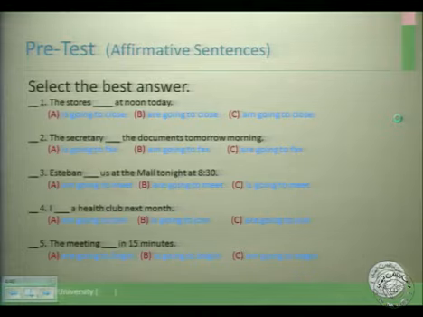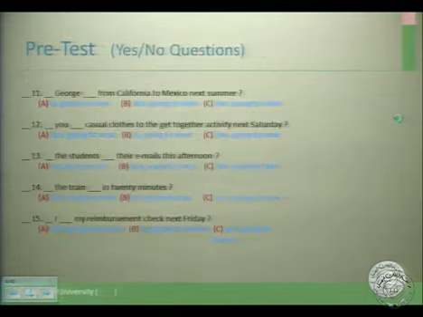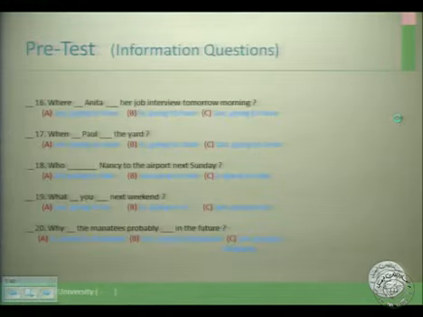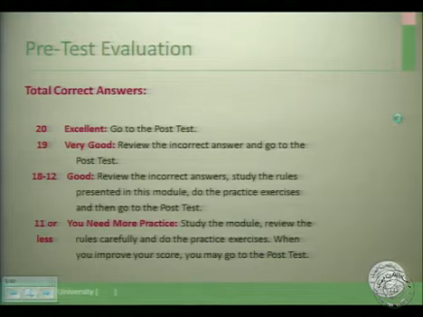So please do the exercise and then see your score. After you finish the exercise, you will see the answers. Please don't cheat. And then after you have your score, go to this slide and you will see the description of your level. So if you score 20 out of 20, you are excellent. Go to the post-test. You don't need to study today's lesson.